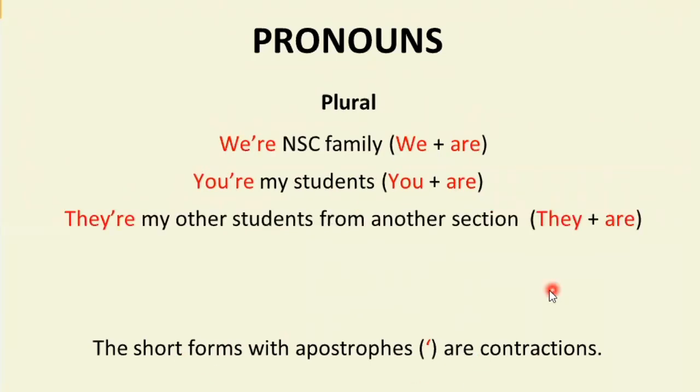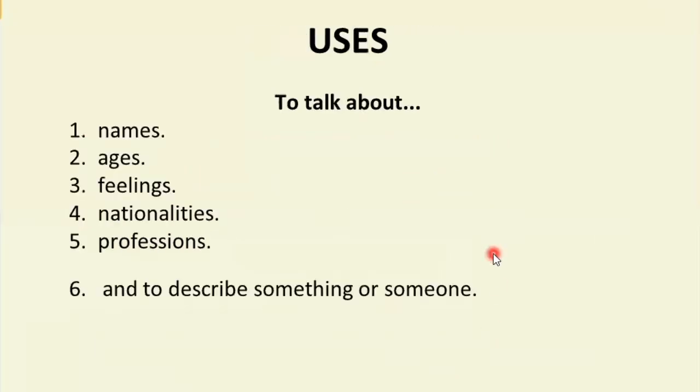The plural ones are we're, you're, they're. These last ones are the contractions of we are, you are, they are. Again, the short forms with apostrophes are contractions.